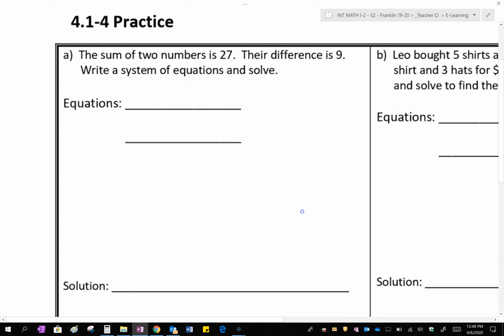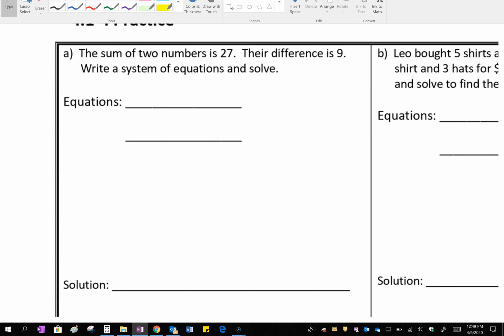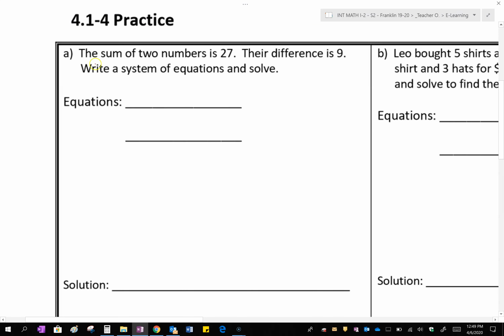It says the sum of two numbers is 27. Their difference is 9. Write a system and solve. So each sentence here gives you an equation. The sum of two numbers is 27. Well, sum is plus, and difference is minus. So we know that two numbers that we don't know, if you add them together, we get 27, and if you subtract them, we get 9. So the first equation is just x plus y. Those are our two numbers. Plus, because it's a sum, so x plus y equals 27. And for the difference, that's minus. So x minus y equals 9.